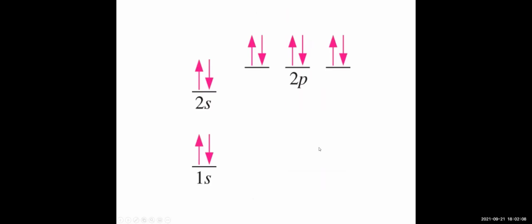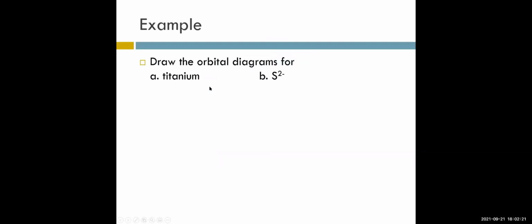Just be consistent. Either way means the same thing. It's just easier on a computer to draw whole arrows. That's why they drew it. So the only thing that's important is the directions, up and down. Okay, so let's do this, for example, for titanium.